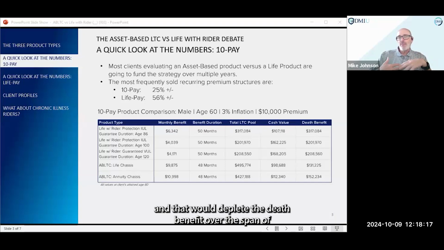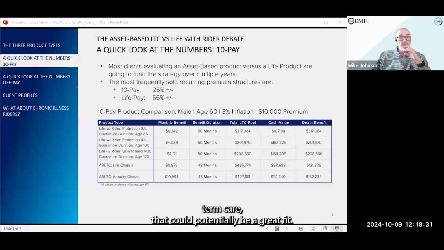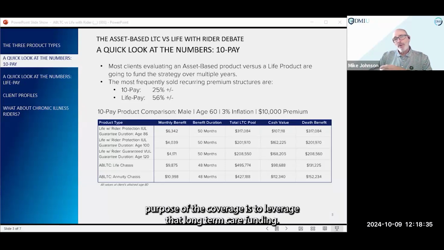And that would deplete the death benefit over the span of 50 months if the insured were to remain on claim. So if your clients are looking to leverage that death benefit and include a living benefits rider like long-term care, that could potentially be a great fit. But again, remember that the main purpose of the coverage is to leverage that long-term care funding. You're not going to find a better option than ABLTC.